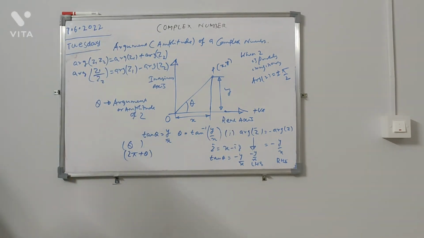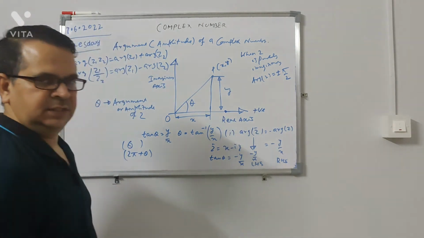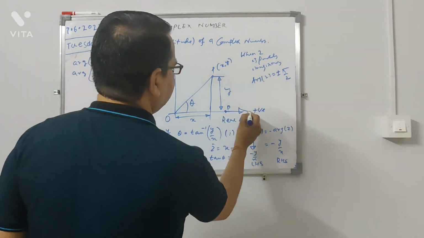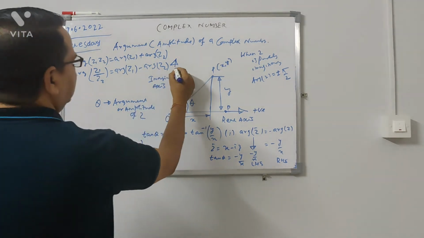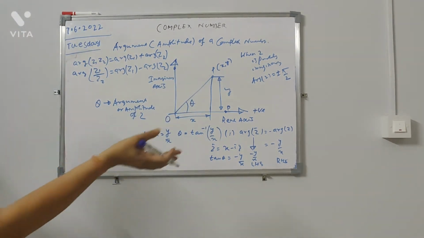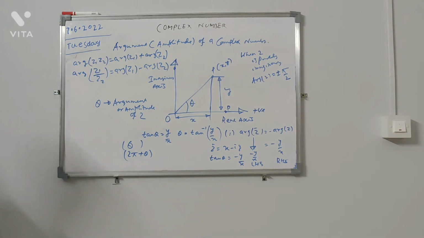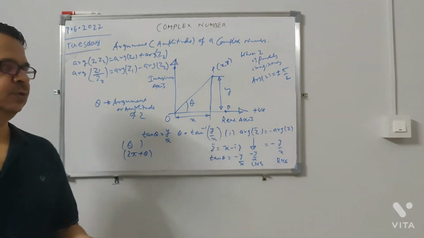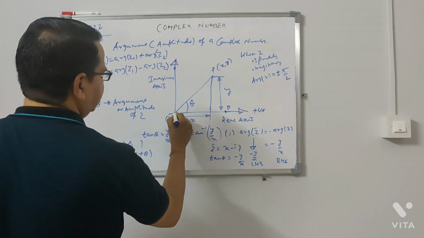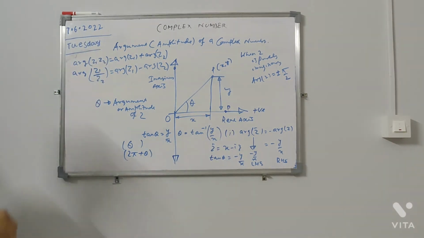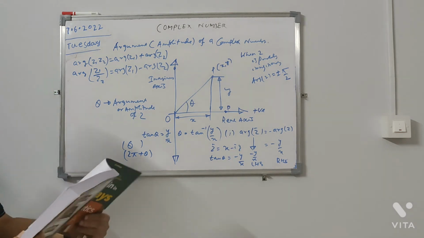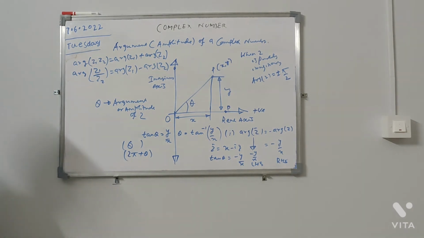Suppose it is fully real. That means that point will be on the x-axis, so theta will be zero. The angle this OP makes with the x-axis will be 0. If it is purely imaginary, OP will be like this, so the point will rotate by 90 degrees. Then your argument will be plus or minus pi by 2. Why plus or minus? It can be like this, it can be like this also. It can be the positive y-axis, it can be the negative y-axis. So these are some of the important interpretations related to argument.